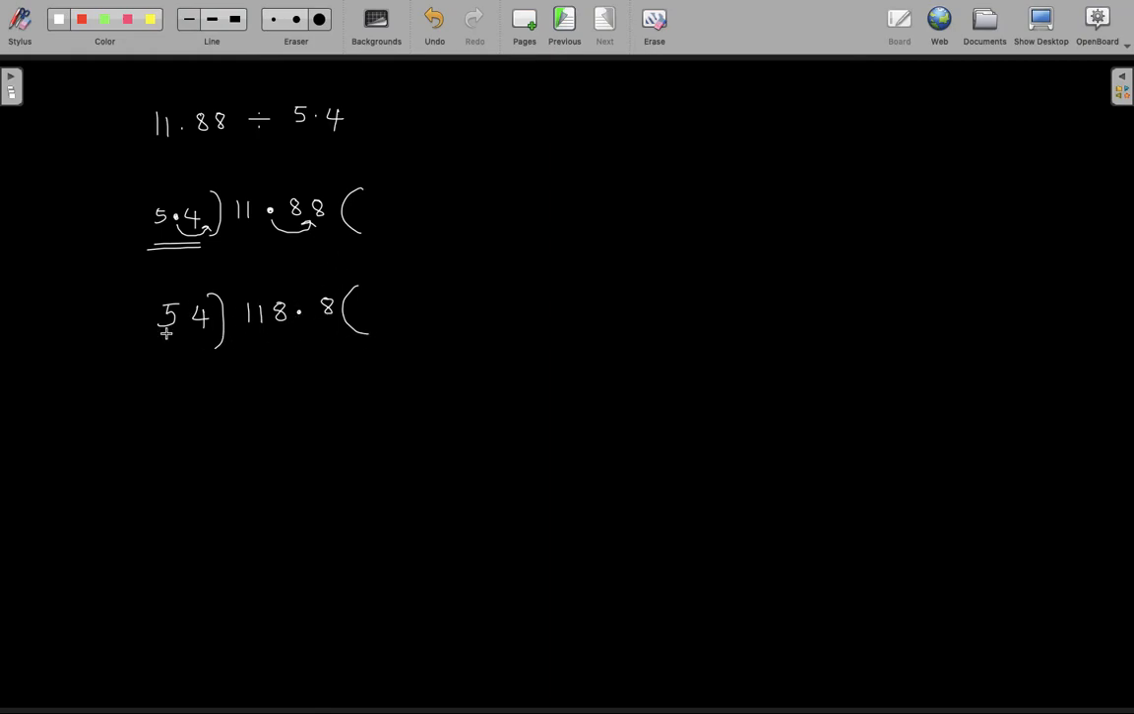118.8, when this is divided by 54, 54 times 2 is 108. Now this has become 0, this will be 1. Now here you have a point. Now if I want to bring down this 8 here, I am bringing down that digit which comes after the decimal point. So I will be introducing the decimal point in the quotient as well. Now 54 times 2 again is 108. This leaves you with a 0 remainder. So the answer in this case is 2.2.